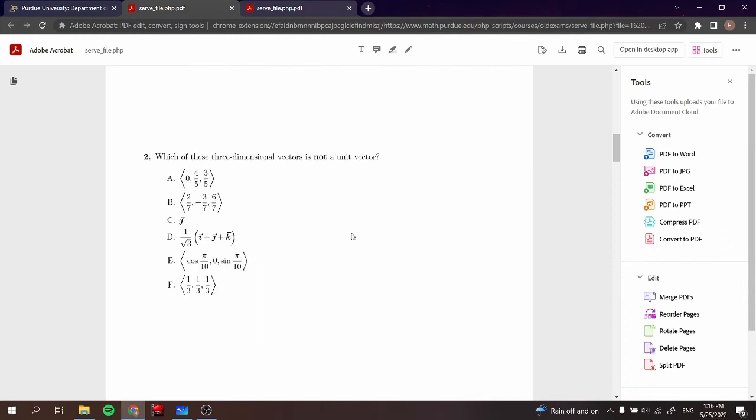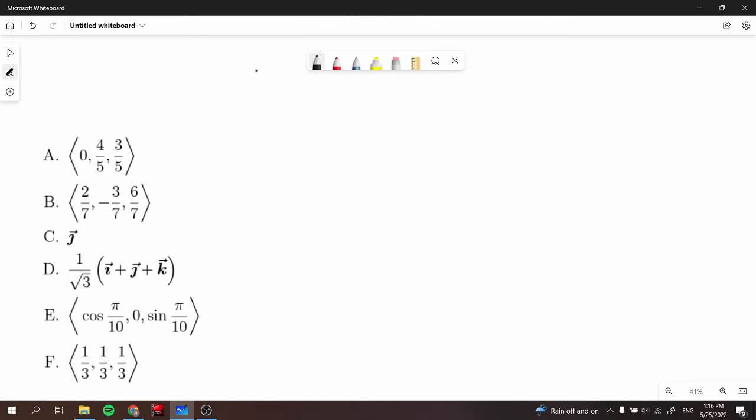So for the second question, we are to determine which of the following vectors are not a unit vector. So first, let's remind ourselves of the definition of a unit vector. So a unit vector, in this case, should have a length equal to 1. So we do the distance formula of that vector, that should be 1. So let's just go through each of them here and see if their length is 1.